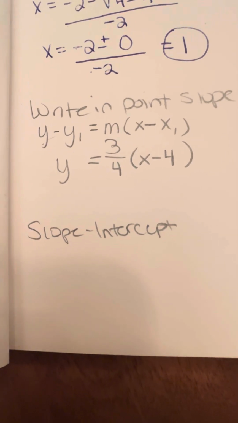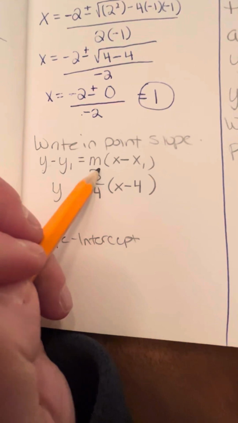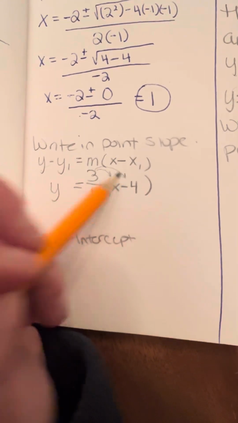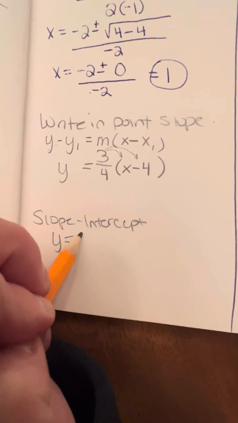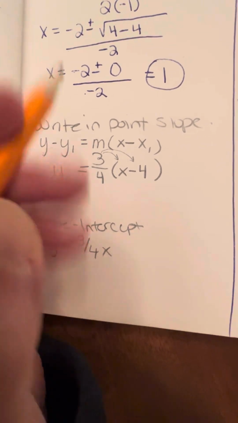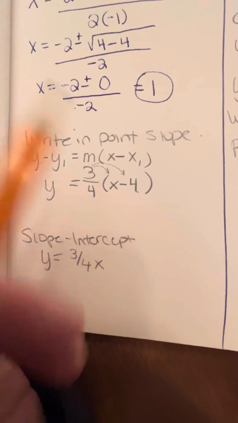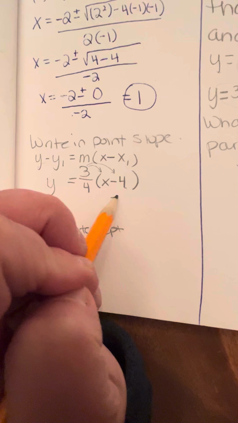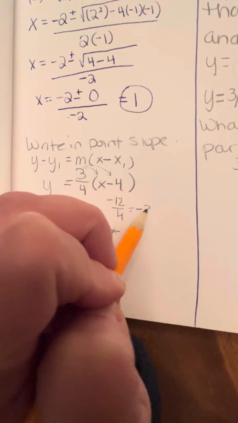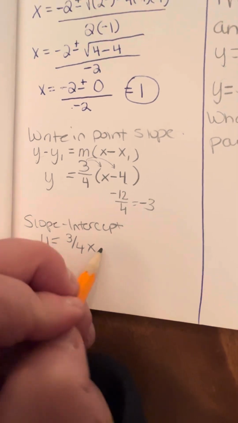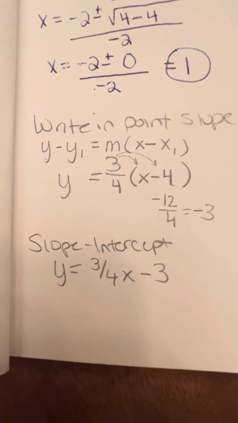And then the last part, we want to do this in slope intercept form. The only thing you would have to do is just distribute. So 3/4 times x is going to be 3/4 x. And then we need to do 3/4 times -4. 3 times -4 is -12, over 4, and that reduces down to -3. So you put -3 right here. And that is how you get slope intercept form for this.